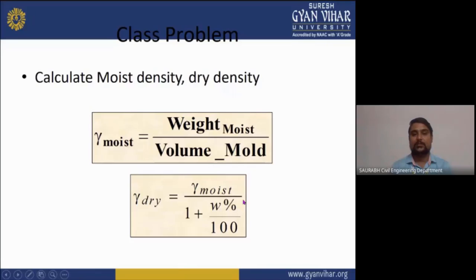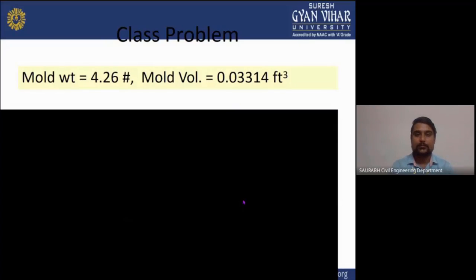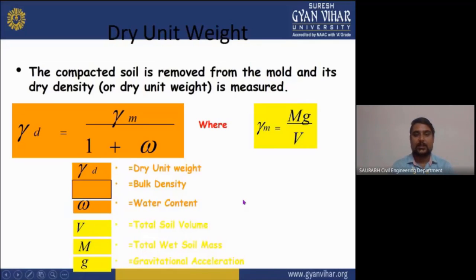As you can see here, what is the problem? Calculate the moist density and dry density. This will be the formula which we will use during the calculation of the moist unit weight of a soil. As you can see here, this is your formula. And now we have to see the dry unit weight.